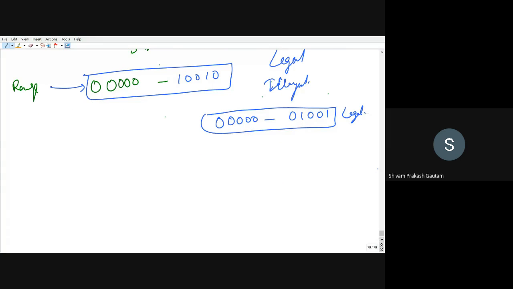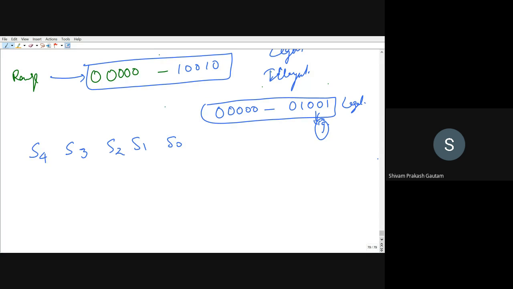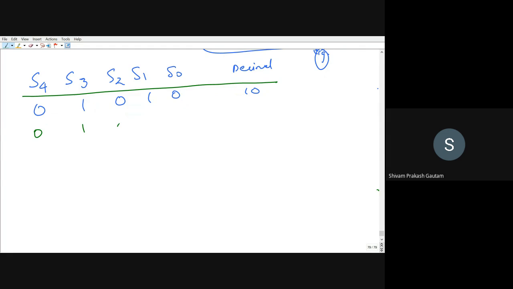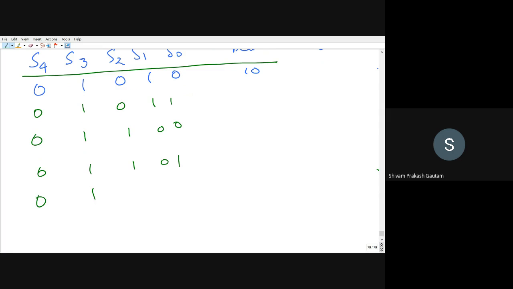Let us say we have 5 bits: S4, S3, S2, S1, and S0. The first illegal bit pattern can be 01010, which represents 10 in decimal. Similarly, the next illegal patterns can be 01011, then 01100, 01101. Just pay attention: 01110, 01111.